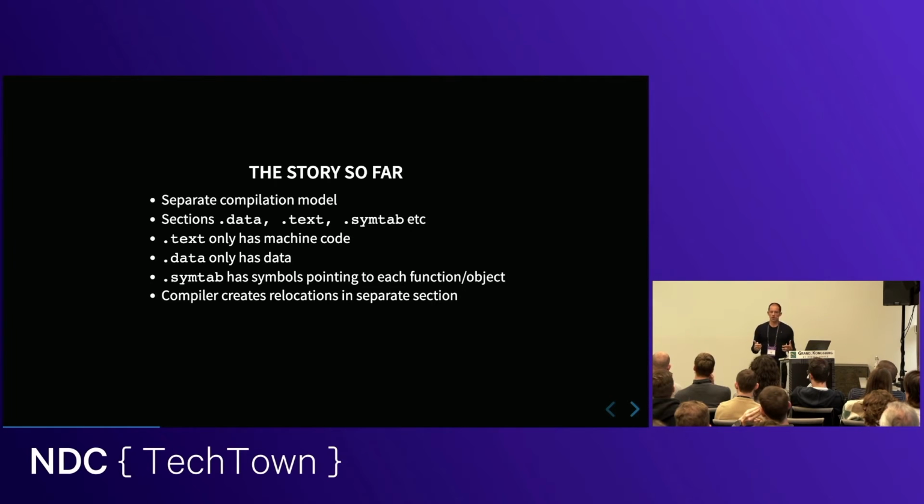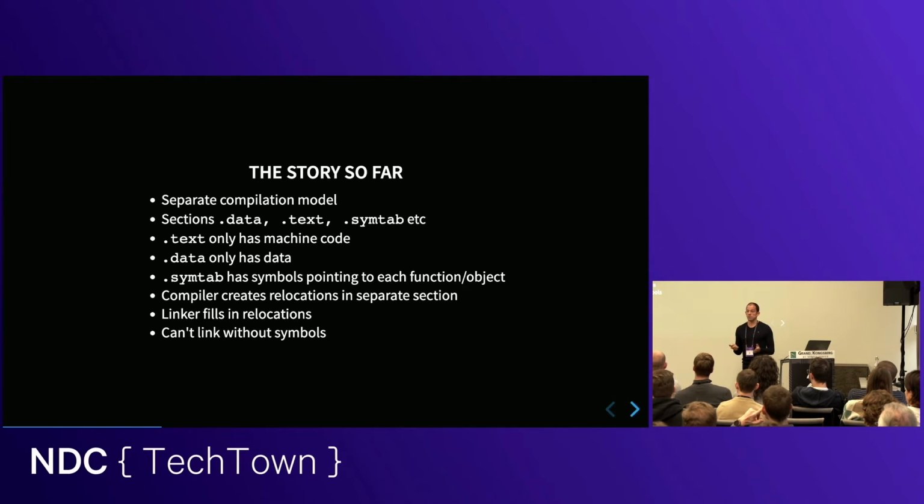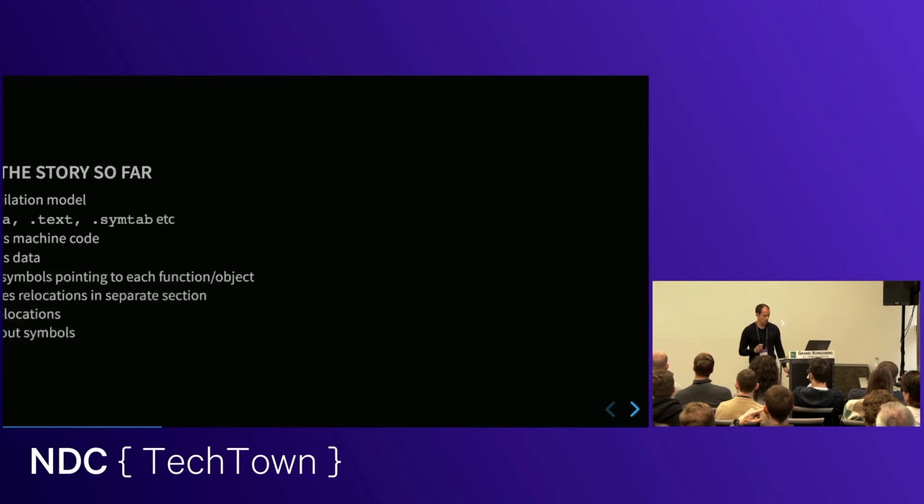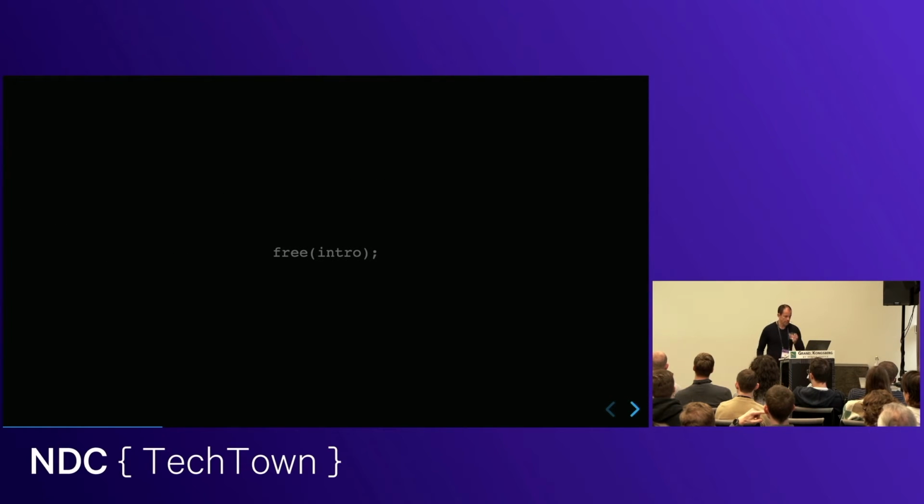We also saw that the compiler creates relocations for the linker. There are these little notes for the linker to fix up the right addresses when linking, and that these live off in yet a different section. Yeah, the linker fills those in. And if you don't have symbols, well, then you can't link. That's it for the intro.